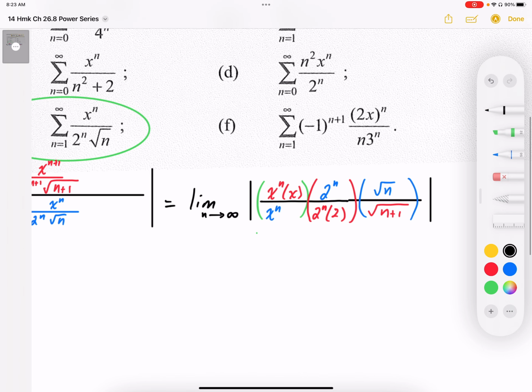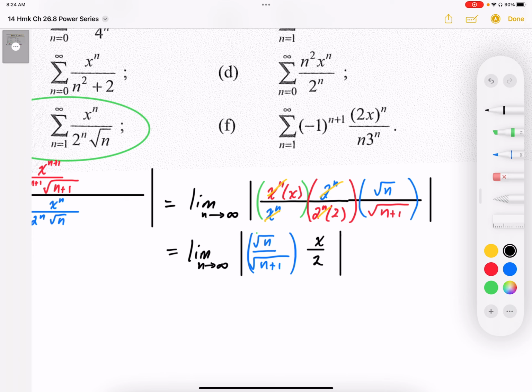Okay, so some things are going to cancel out here, so we have some simplifications, and after that simplification, we're going to be left with the limit as n approaches infinity in the numerator, and I'm going to keep this grouped together, root n over root n plus 1. Okay, so that's going to be kept together. The rest of that just is going to end up being x over 2. And this needs to be less than 1.